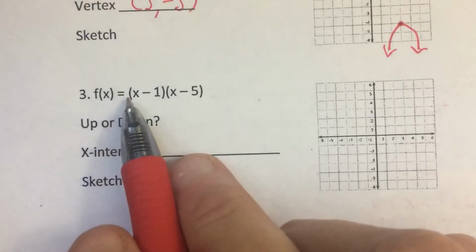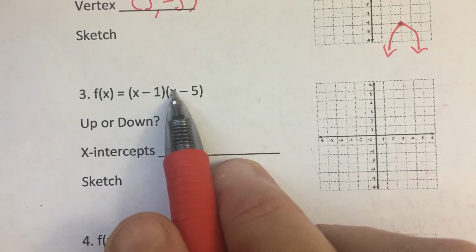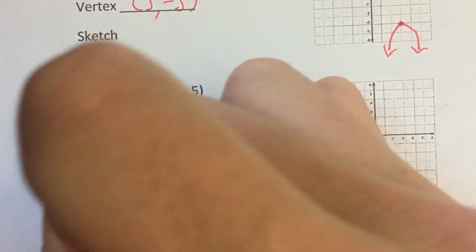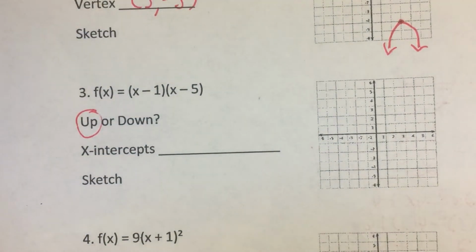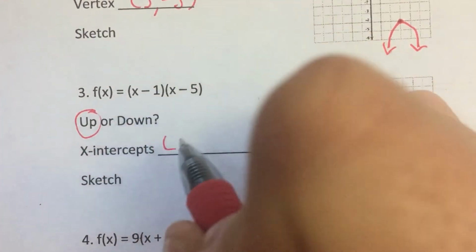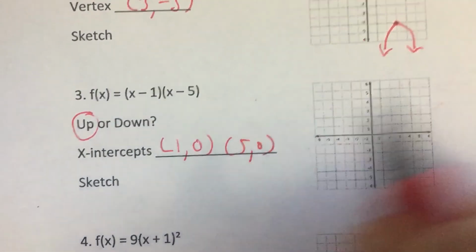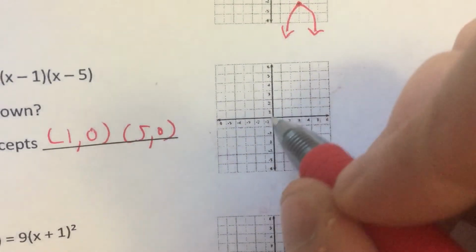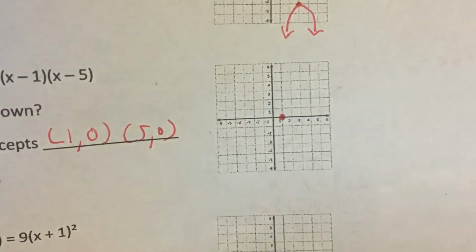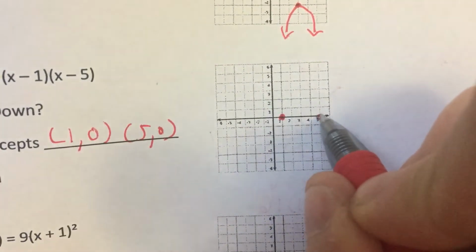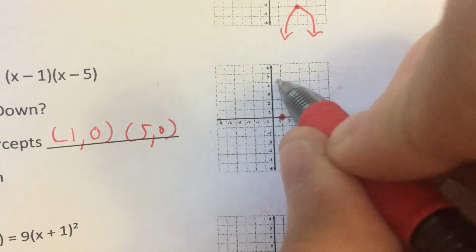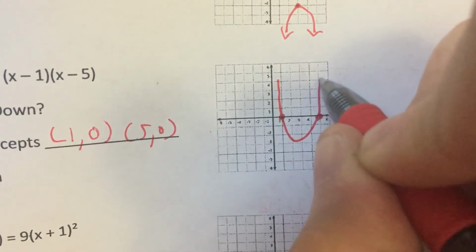Up or down? Well, because it's x times x, which is x squared, or a positive 1x squared, this guy's going up. The x-intercepts are the opposite of each of these. Negative 1 would produce 1, 0. Negative 5 would produce 5, 0. We'll come over here, 1, 0, to the right 1, 5, 0, to the right 5. Opens upward, like so.